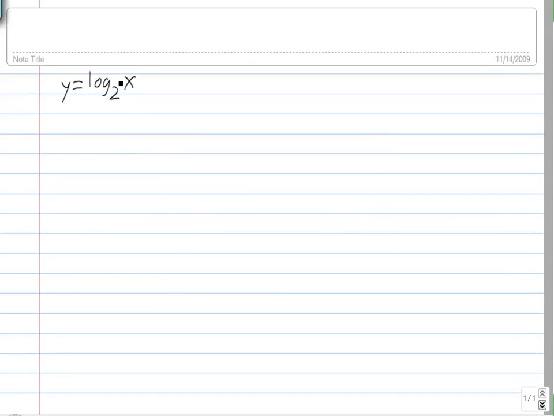On 25, we're asked to graph this function y equals log base 2 of x. When you put that in your calculator, you need to make sure to put it in as y1 equals log of x divided by log of 2. You'll get the graph, and you'll get D as your answer. The answer to 25 is D, which is the graph of practically any normal logarithmic function.